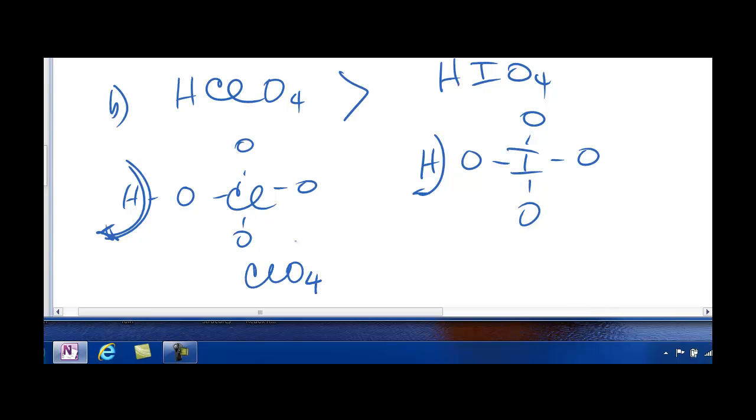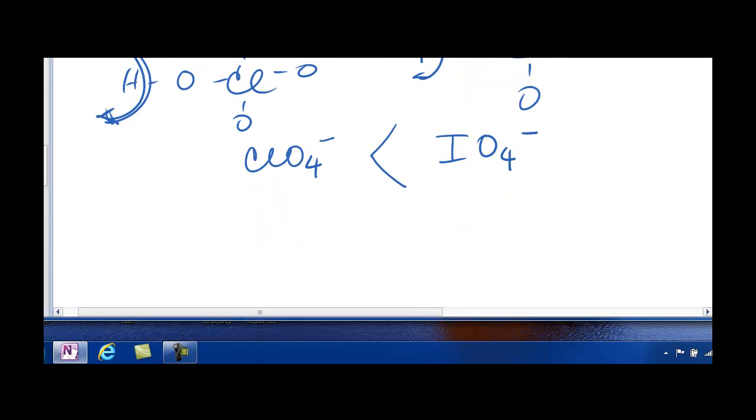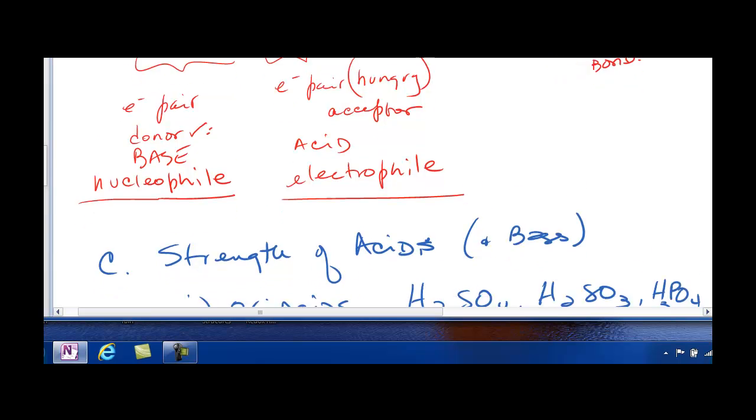The conjugate base of HClO4 would be ClO4 minus. The conjugate base of HIO4 would be what? IO4 minus. Which one is a stronger base? IO4 minus. The weaker the acid, the stronger the base. Now let me leave you with one second category.